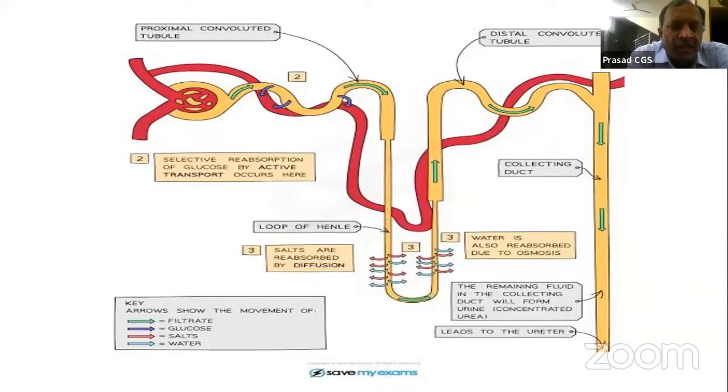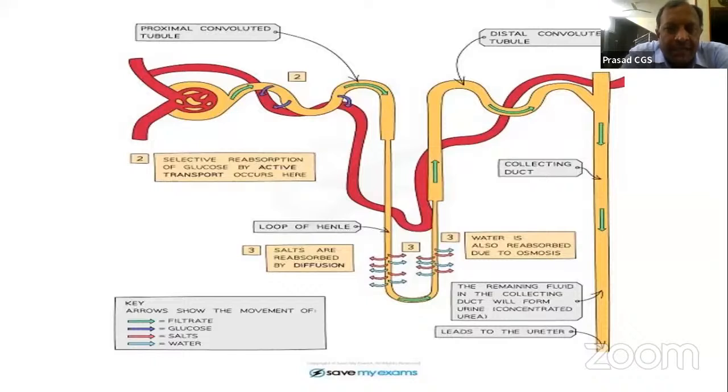The main function of the loop of Henle is to form a hyperosmotic medullary interstitium, so that it helps in reabsorption of electrolytes and other important substances. This mechanism is called the countercurrent multiplier system, and the similar mechanism, where substances from the medullary interstitium are absorbed into the blood vessels, is called the countercurrent exchange system. If anybody has doubts, we'll discuss this later. Then, from the loop of Henle, the descending limb is highly permeable to water.